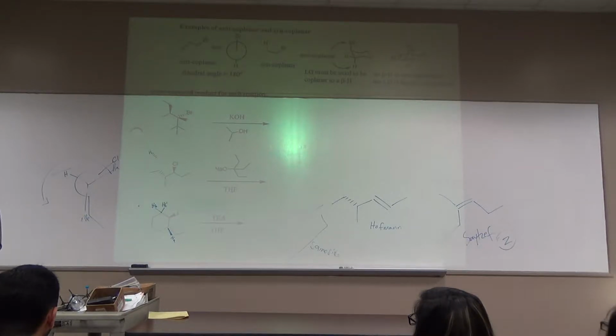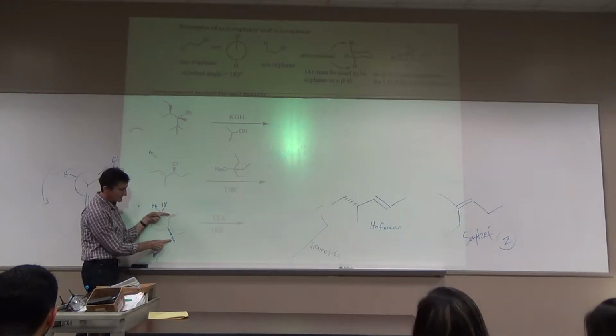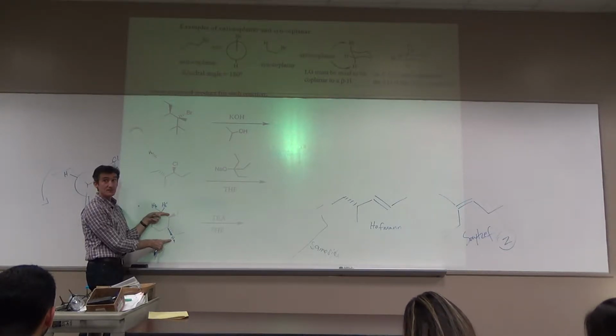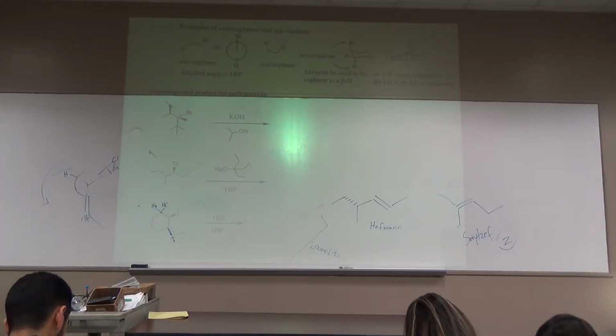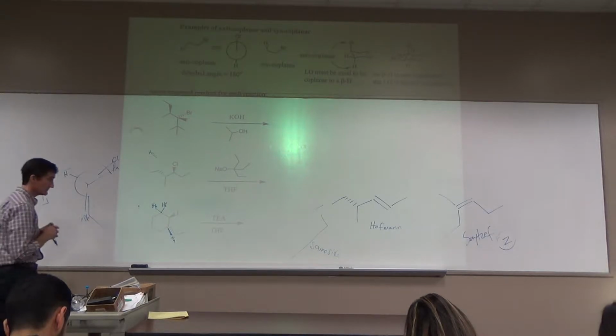No. Why not? Because it's in a ring, so your H will never be anti-coplanar. Your beta hydrogen. Right now, is the H and the iodine cis or trans? Cis. They're cis. Something that's cis cannot be trans-coplanar. First it has to be trans before it can be trans-coplanar.